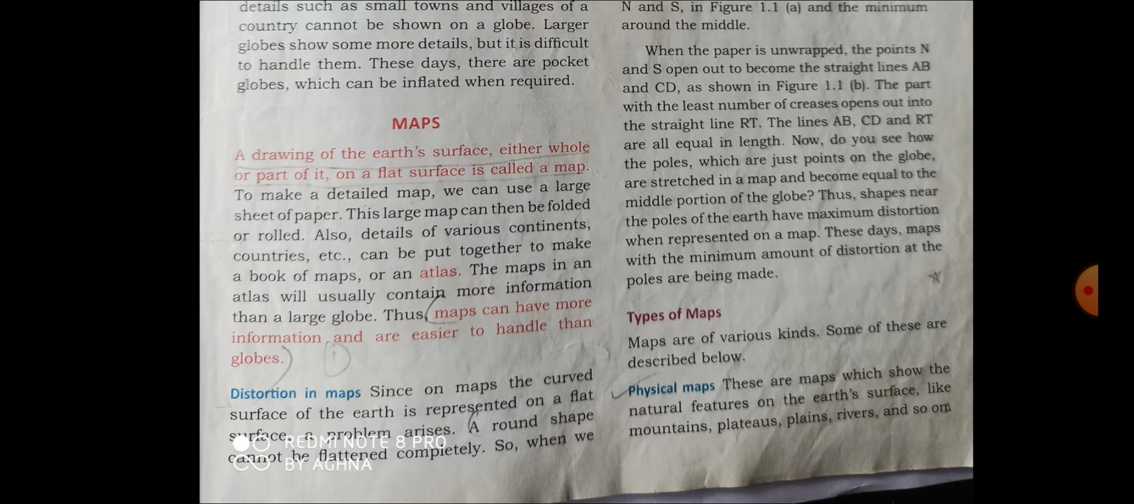We know that a round shape cannot be flattened completely, so most of the problems come at the poles, that is the north pole and south pole. Whenever you are going to make it on a flat surface, you will face a problem in the regions around the poles. As an example, you may have a ball with you, or you can just take a paper and wrap it on a ball.